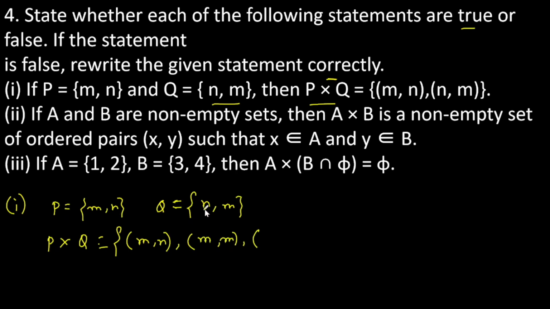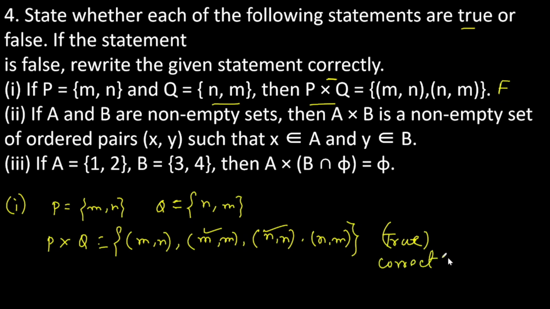Next, N will be multiplied with this one, so N comma N. Next, N into this one, N comma M. These are the pairs. What is the pair? So M comma N, M comma M, N comma N and N comma M. But here it is mentioned only M comma N and N comma N. So these elements are absent here. That is why this is false. And this is the true form, the correct form.